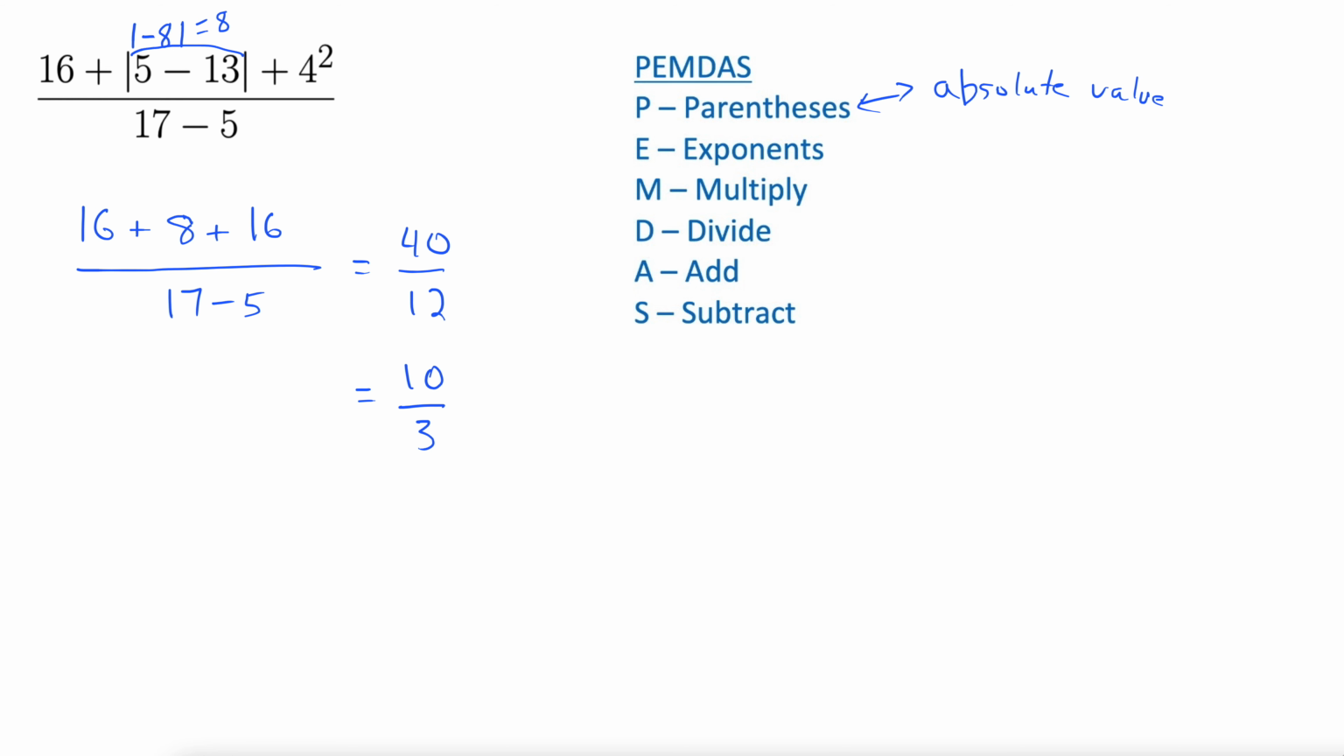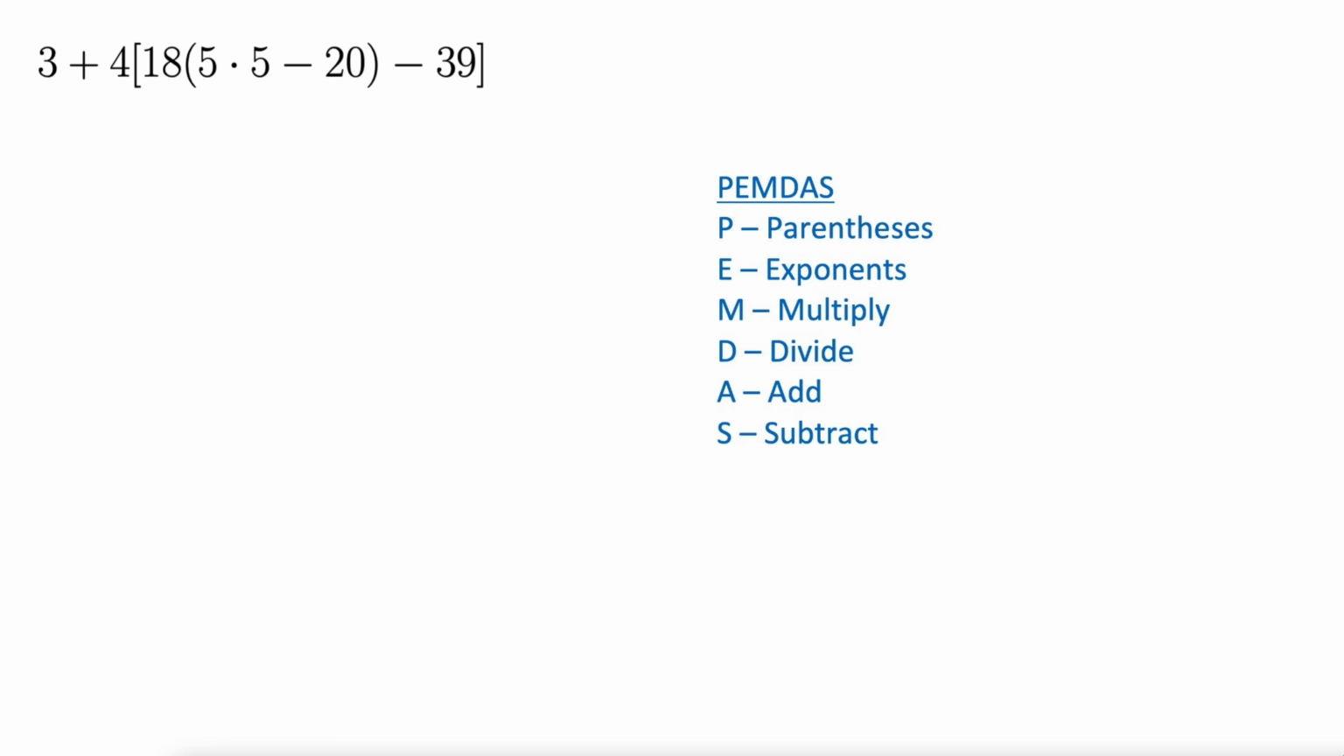Let's try another one. Here we have a lot going on. We have 3 plus 4 times the quantity, 18 times the quantity, 5 times 5 minus 20. Close off that quantity, and then minus 39. A lot of people, when they see this, want to do 3 plus 4. That's incorrect. Don't do it. You don't want to go down that path. Because remember, this is a multiply right here, and multiply comes before add as we go down PEMDAS. Remember, we start at the top, stop at the bottom.